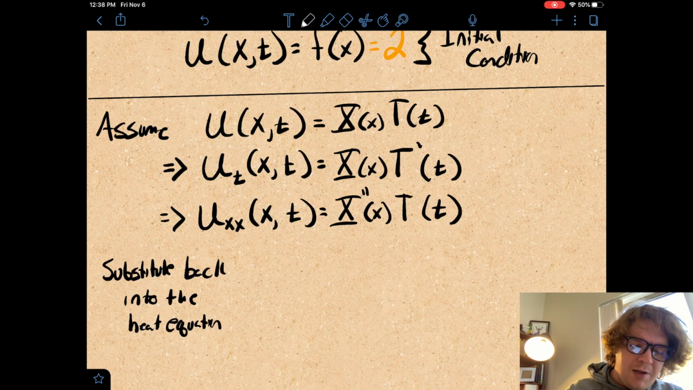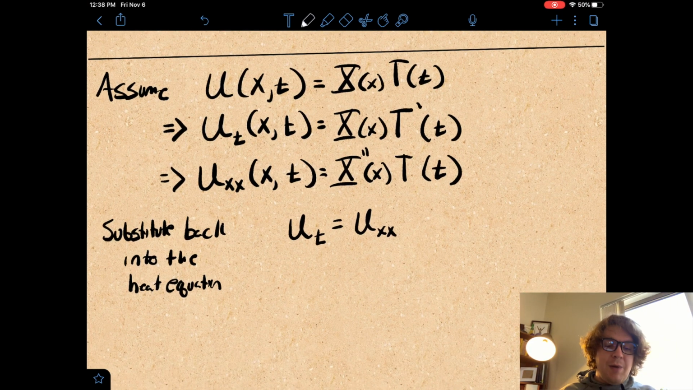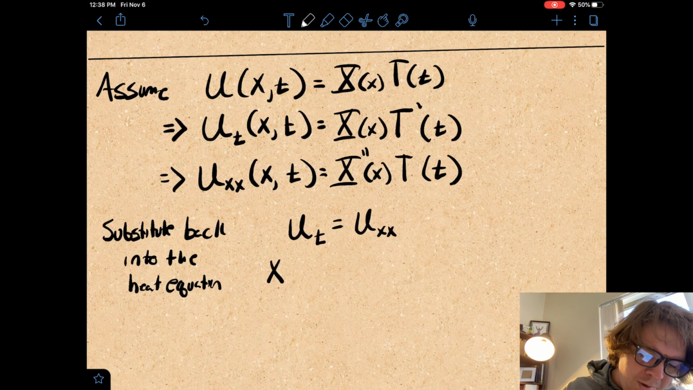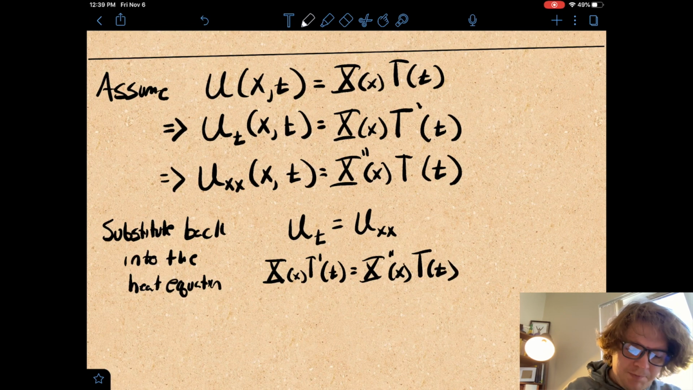So what does that look like? Well, remember what our heat equation was. Ignoring the (x,t), our heat equation was the partial derivative of u with respect to t equals two partial derivatives of u with respect to x. So we'll substitute these back in, and we'll have X of x times T prime of t equals X double prime of x times T of t.